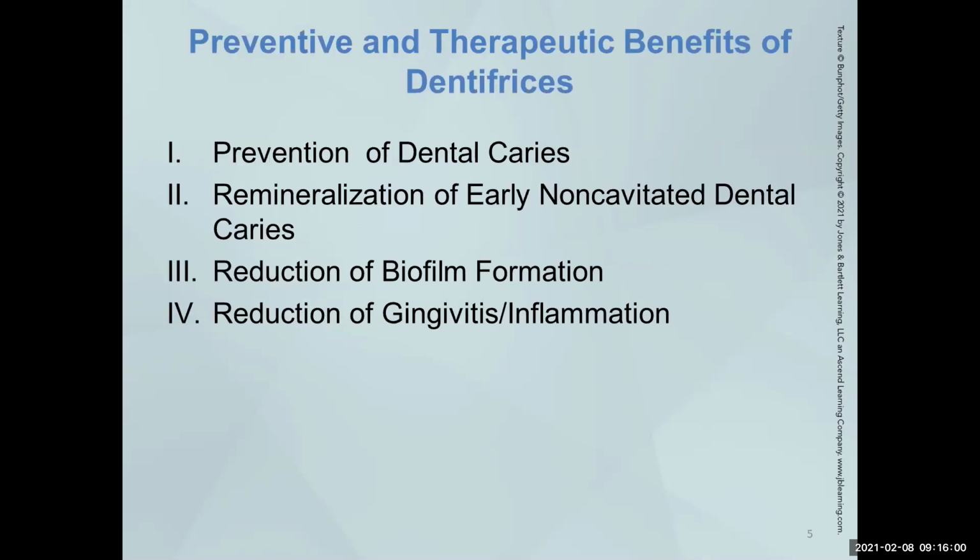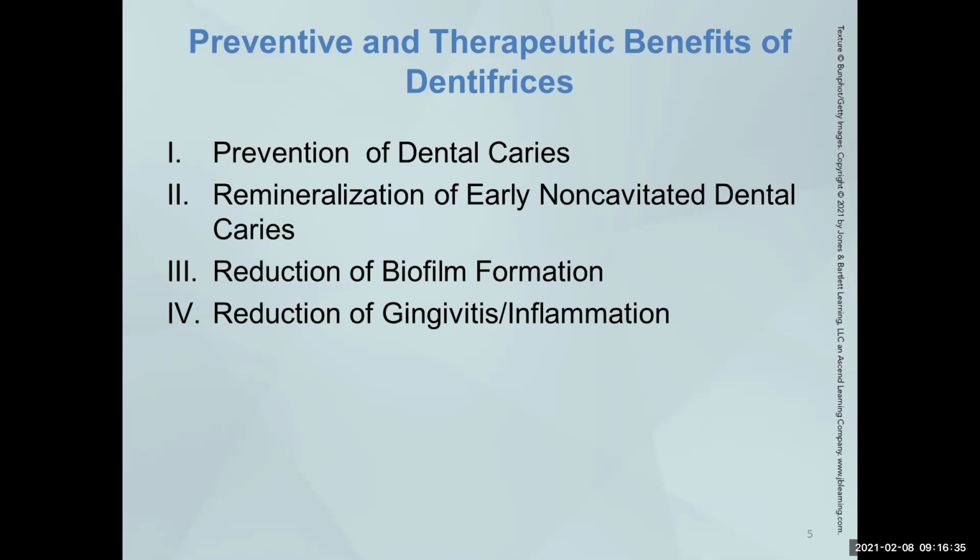But a lot of these chemotherapeutic agents that we're using are for prevention. We want to prevent dental caries by disrupting that bacteria with the toothbrush and applying fluoride through the toothpaste. Remineralization of early non-cavitated caries through fluoride, through something like amorphous calcium phosphate paste.